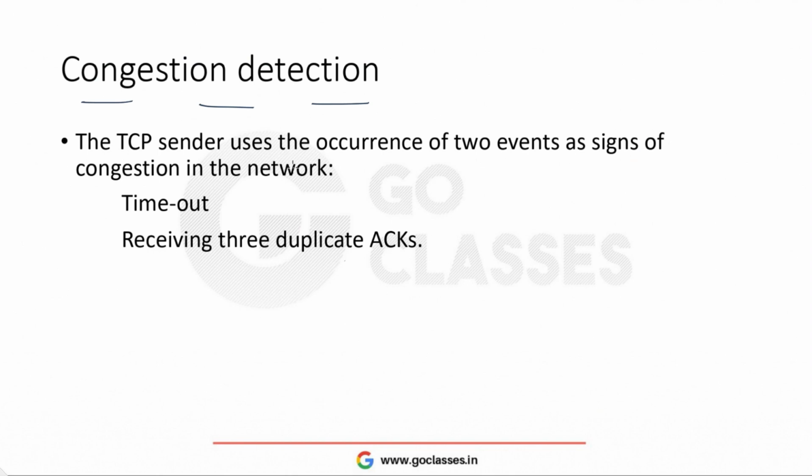So let's talk about congestion control. First, how do we detect congestion? If there is congestion in the network, how can TCP detect it? The TCP sender uses the occurrence of two events as a sign of congestion in the network.